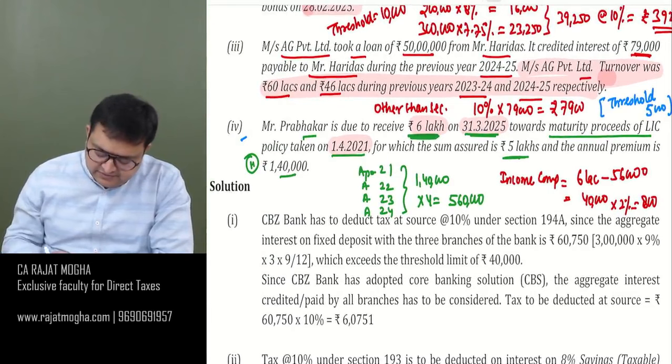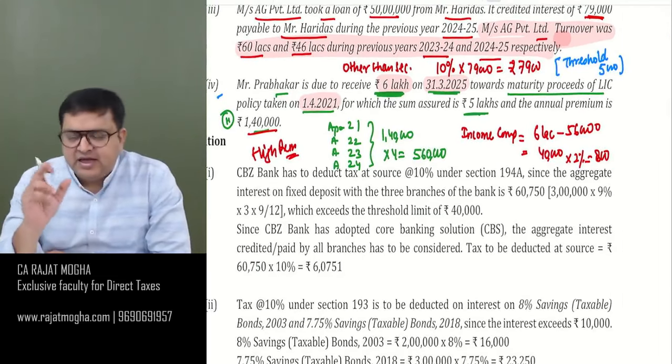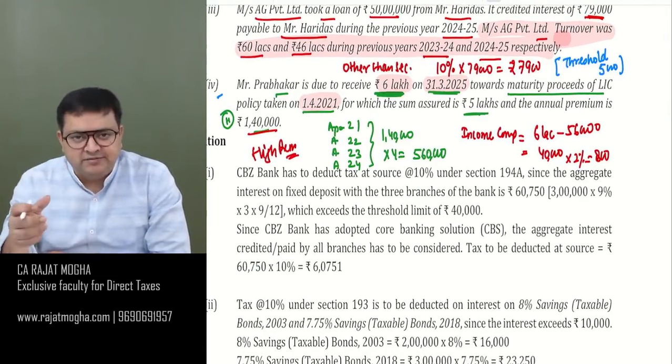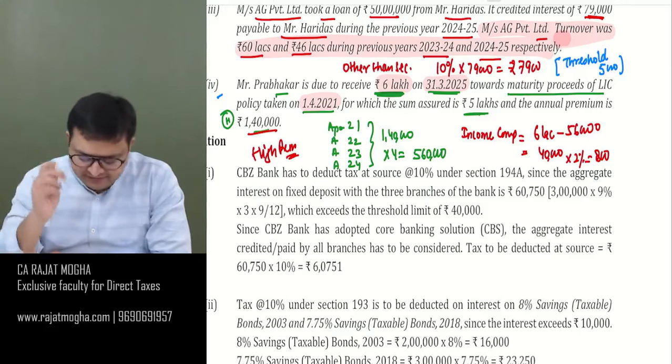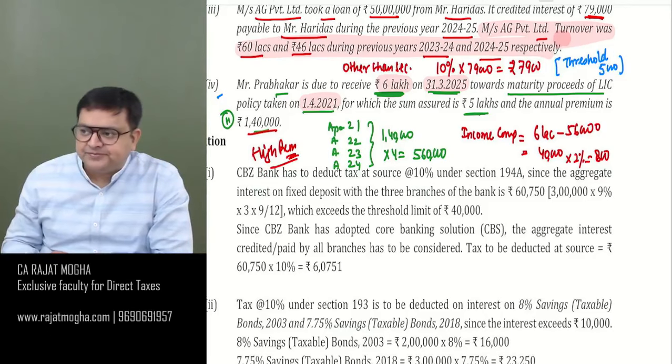First, write that it's a high premium policy. First you should mention that the policy is a high premium policy as the premium is more than 10%. Please write this in short. It's a high premium policy and the threshold limit is 6 lakh rupees.